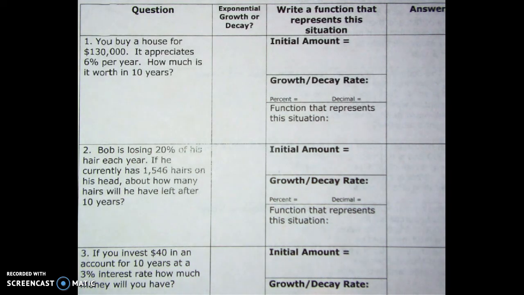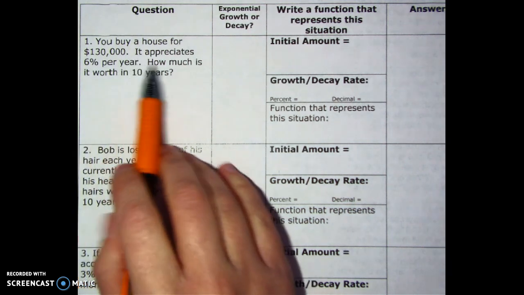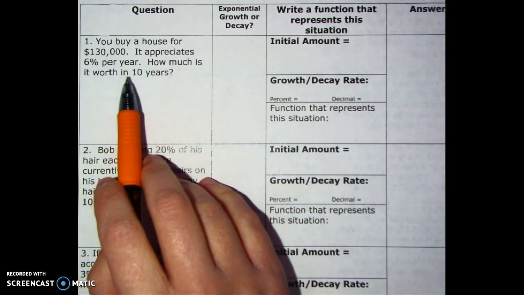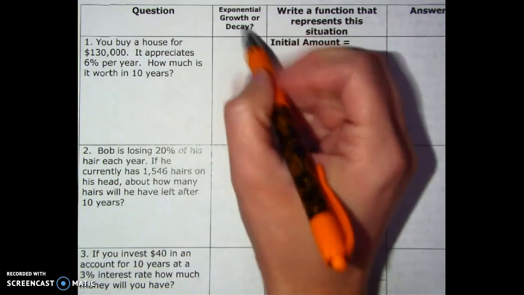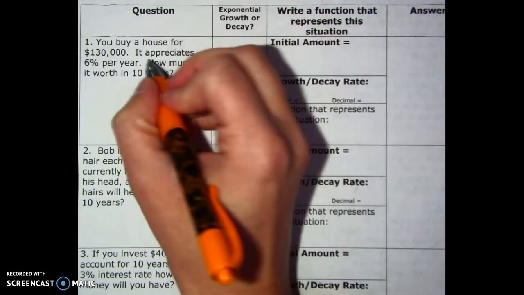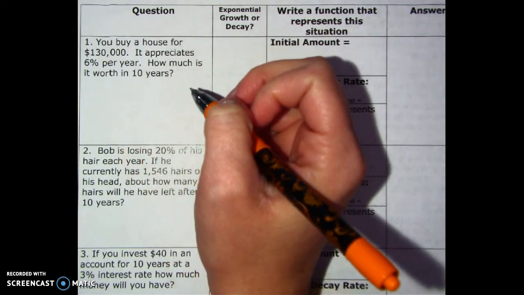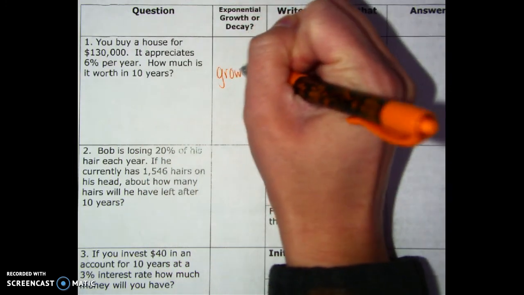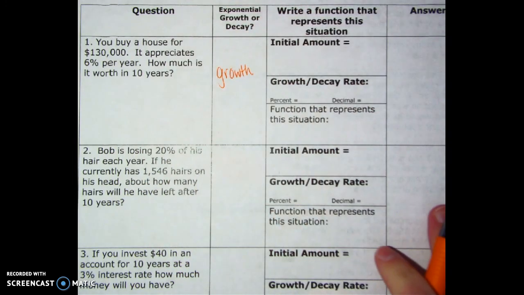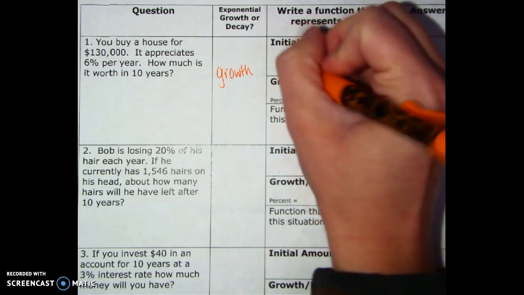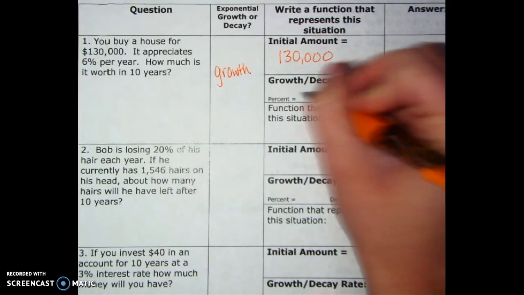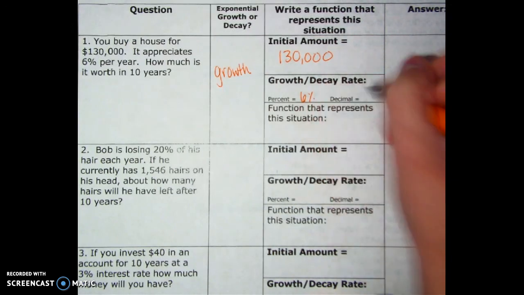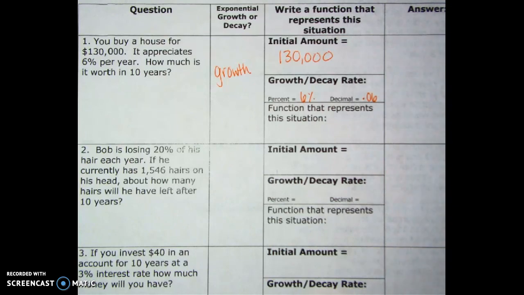So for this one, it says you buy a house for $130,000. It appreciates 6% per year. How much is it worth in 10 years? So first, I want you to write if it's growth or decay. If it appreciates, that means it's going up. If it goes down, that's depreciates. So this is growth. The initial amount is $130,000. The percent was 6%, and then change that to a decimal, that's 0.06.